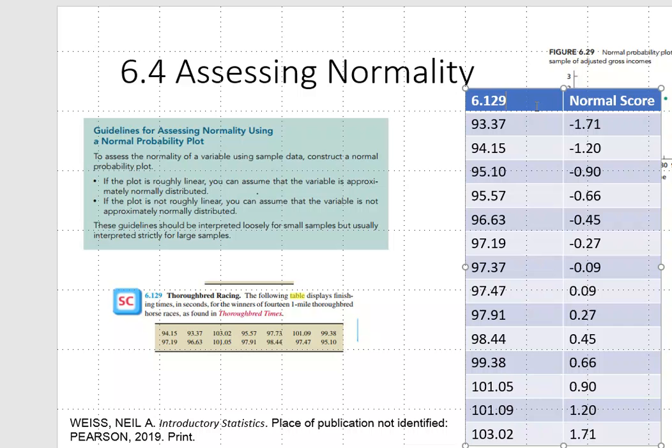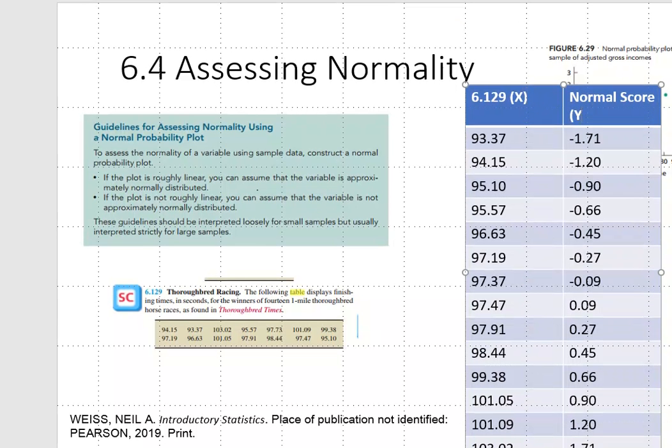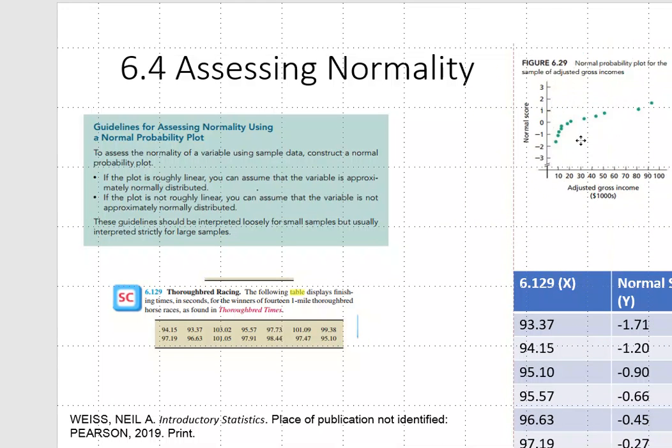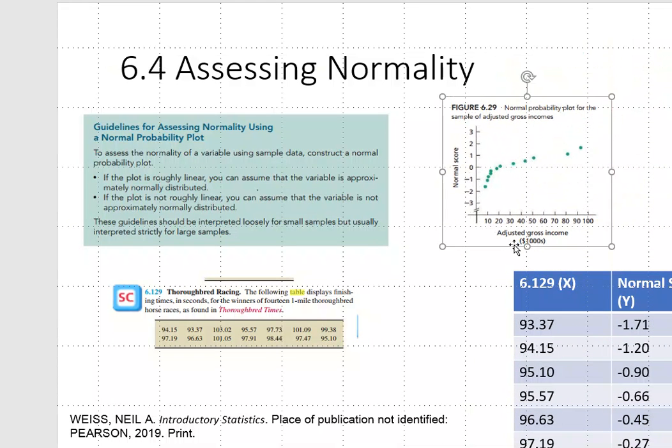So this is our x axis, this is our y axis, and then we would plot something like this. We'll label the axes. This would be finishing times in seconds. The normal score will still be the same, from -3 to +3, so this y-axis will stay the same.